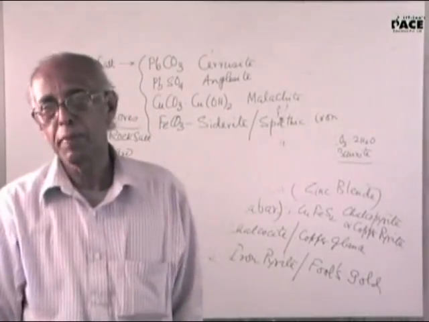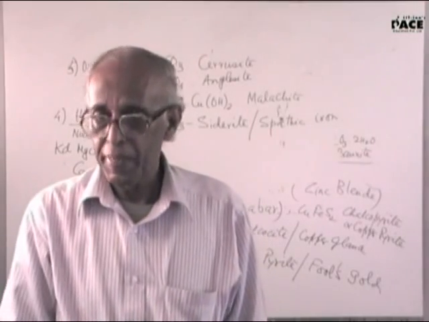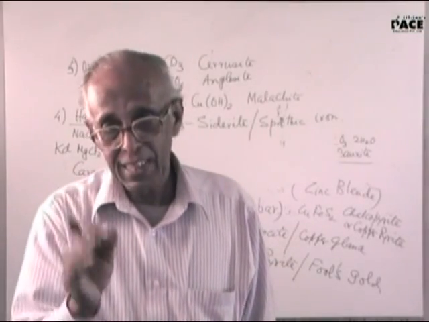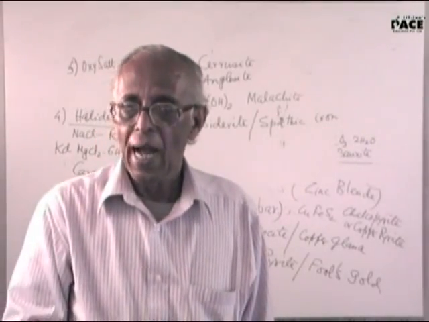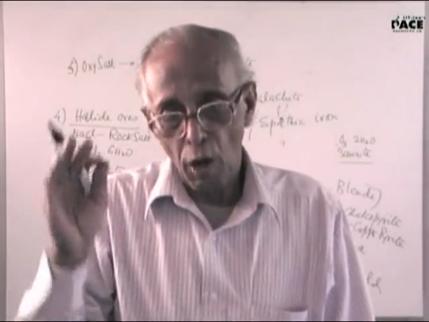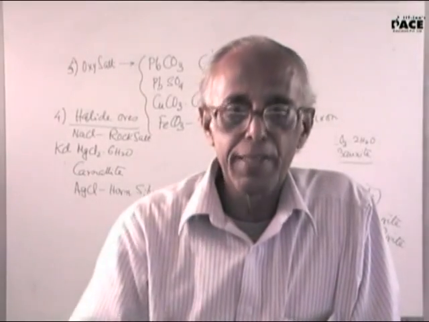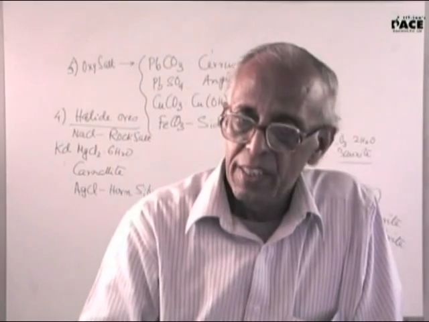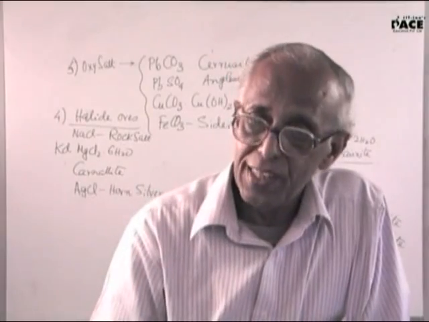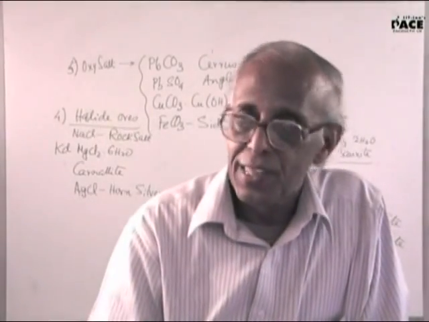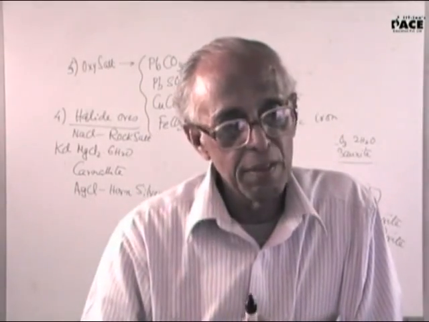So these are a few examples of oxysalts. That means the acid which contains oxygen is called an oxyacid, and the salts derived from oxyacids are called oxysalts. Like nitrate, sulfate, carbonate, they are oxysalts because nitric acid is an oxyacid, sulfuric acid is an oxyacid, carbonic acid is an oxyacid, because all contain oxygen atoms in their acid.